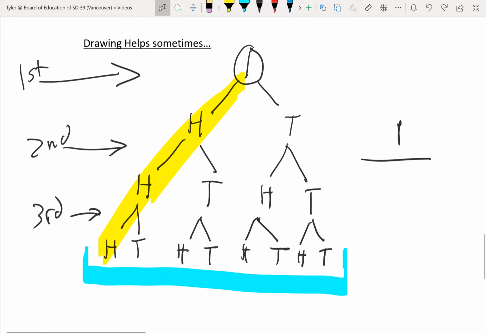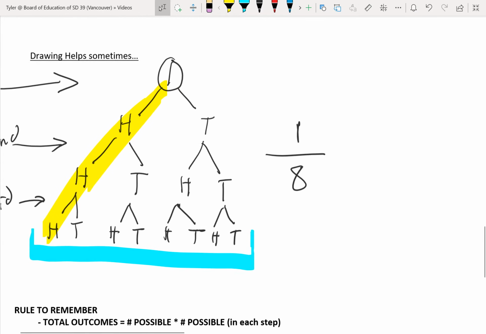So when you look at it, there were 8 possible answers at the bottom. There was only 1 that was good. So our probability in this case of getting triple heads is 1 out of 8. Now let's do it again, and let's say what is the probability of getting just 2 heads? Okay. How many possible outcomes are there?